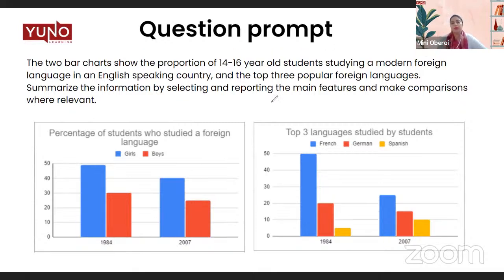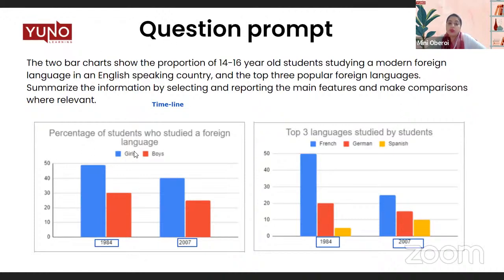Now, students, please remember, whenever we come across any visual input, what is the first thing we should always observe? The timeline. Because if our timeline is incorrect, we are bound to make more mistakes. Grammatically, you will make mistakes and you'll be losing your marks, right? So what is the timeline here for us? The timeline given here is 1984 and 2007, right?